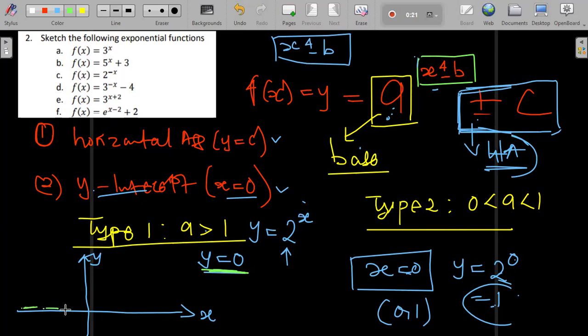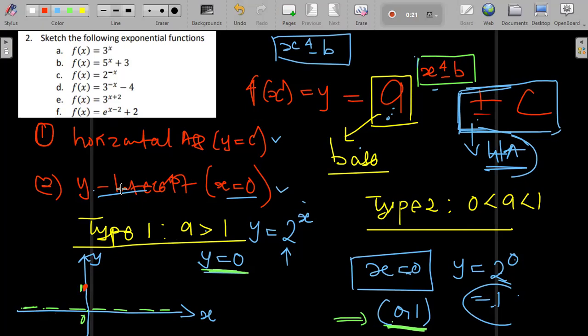So you can draw a dotted line just above the x-axis like that to show that it is the horizontal asymptote. Okay, and then of course this is 0, so 1 will be somewhere there. So we can plot this point here. The y-intercept is 0, 1. So the 0, 1 is somewhere there.